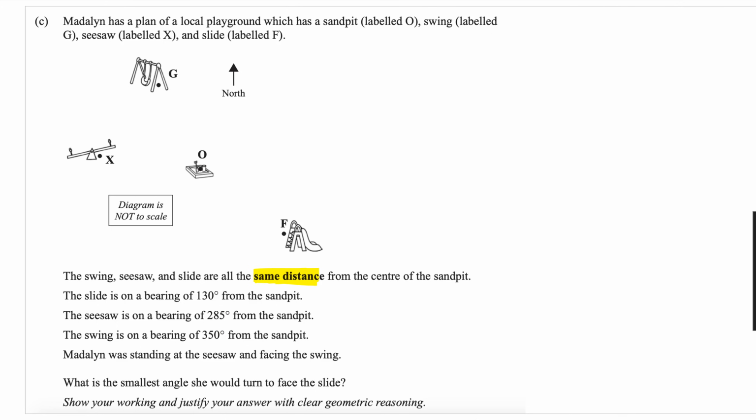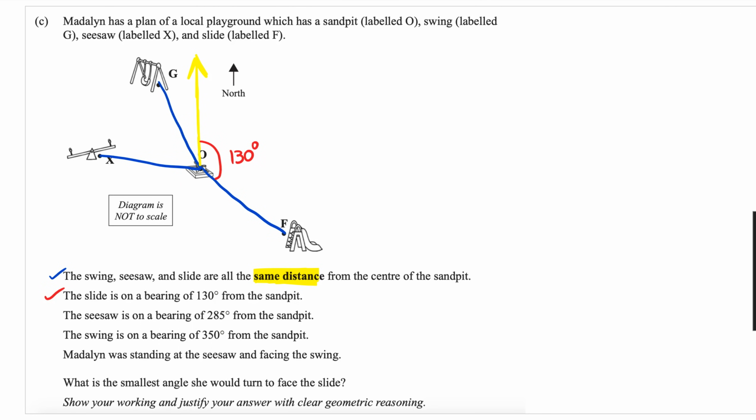So if I was to draw a line like that, now all those 3 blue lines are going to be the same distance. Now, that's the first bullet point done. The second bullet point is the slide is on a bearing of 130 from the sandpit. So with this one, I'm going to choose a different color for north. So that's where my north is at the moment. Now it says the slide is on a bearing 130 from the sandpit. So if it's from the sandpit, then this angle here is going to be 130 degrees.